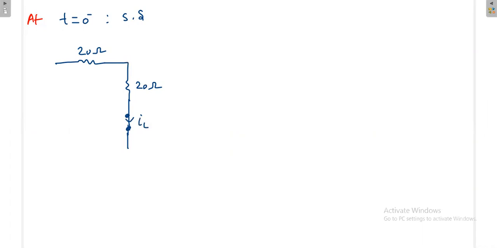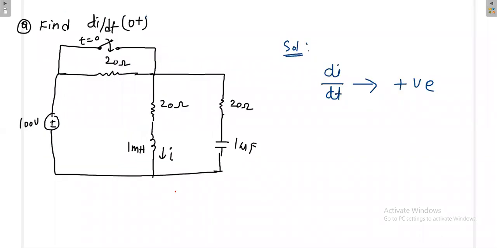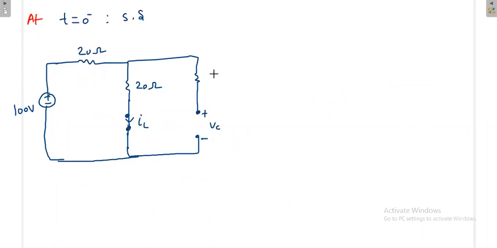Just before closing the switch, the capacitor will be open circuited. We can also calculate the voltage across the capacitor before switching, which we'll call VC. So this is 100 volt. This is the state of the circuit before applying the switch. Definitely the circuit will be in steady state: the inductor is short, the capacitor is open. Then what is this current value IL?